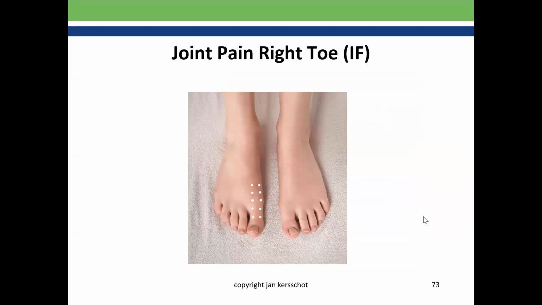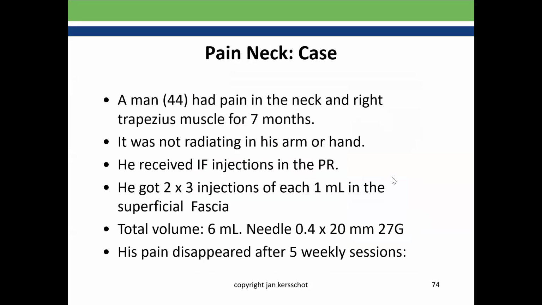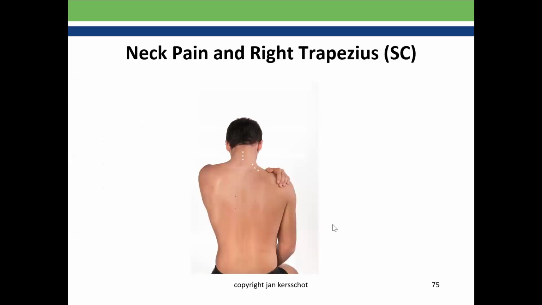It's worth trying. It's really worth trying. Another one with neck pain received 6 ml in 6 points with the 27G needles, and pain disappeared, in this case, after 5 sessions. So the pain was starting from here and going all the way there, where his hand is, and we injected in the neck and in the trapezius area, all of them in the subcutaneous fascia.